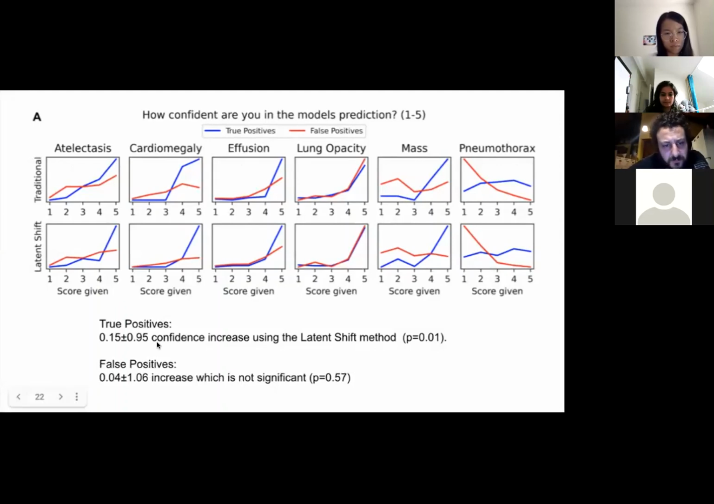So for true positives, there's a 0.15 increase on the scale between 1 to 5 when using the latent shift method. So people are more confident in the prediction when it's a true positive. And that's a good sign. And for false positives, there is an increase, right? But it's very small and it's not significant, right? So we'd like this to be negative and significant, but it's not. So that's the way the cookie crumbles.